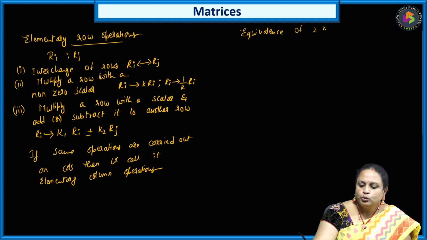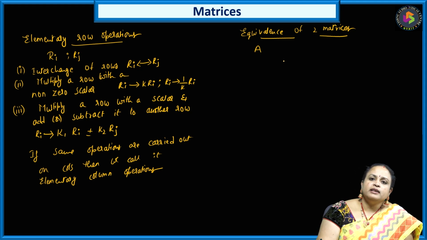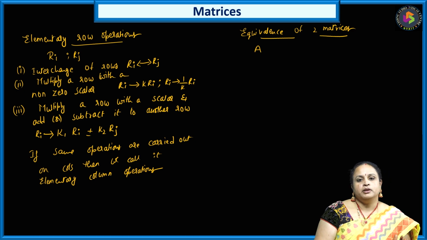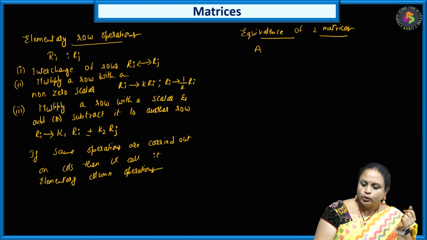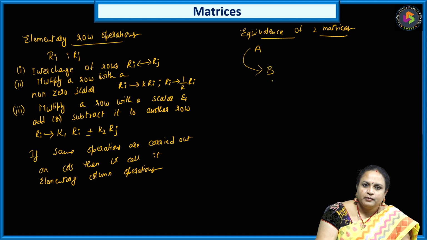Equivalence of two matrices. You are given a matrix A, and on this matrix A we are doing some elementary column operations or elementary row operations. We are given a matrix A, and for that matrix A, we are doing some elementary row operations and some elementary column operations. Then, after doing those operations, we have got a new matrix, that is matrix B.